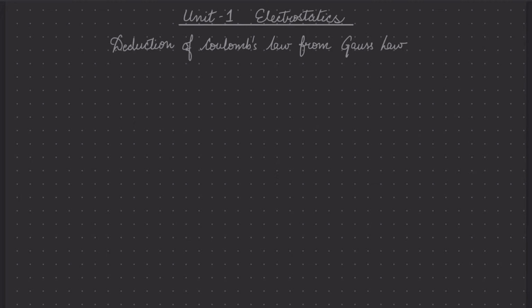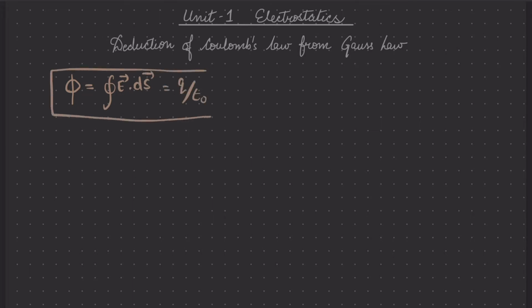This is Unit 1 Electrostatics, and the topic of discussion for the day is deduction of Coulomb's law from Gauss law. That is, first of all, we will start with the Gauss law, and by following step by step instruction, we will deduce the Coulomb's law from it. That is, we will have to start from the expression phi is equal to closed integral E dot ds is equal to q upon epsilon naught, which is a Gauss theorem.